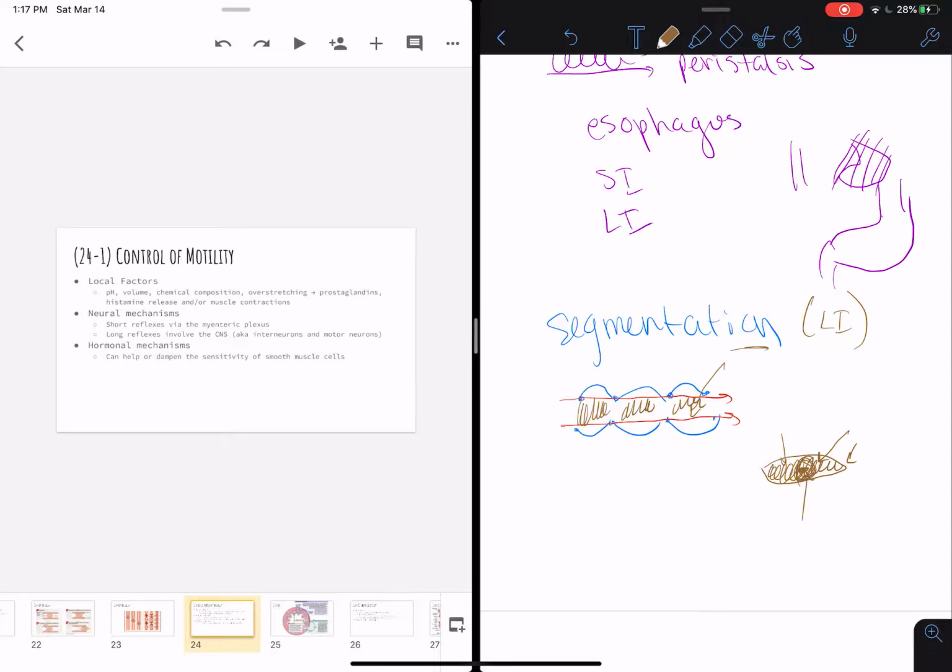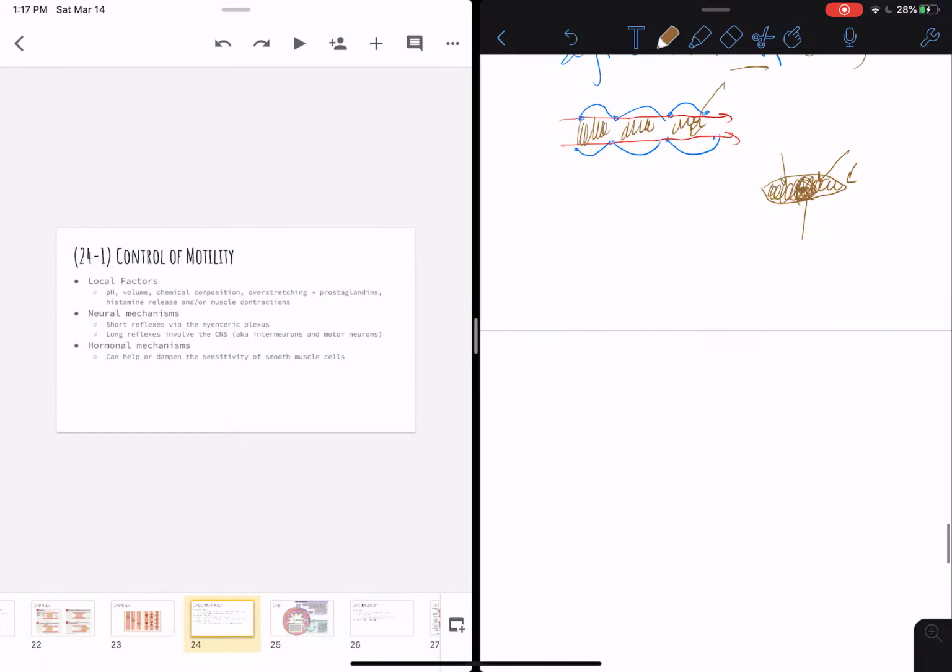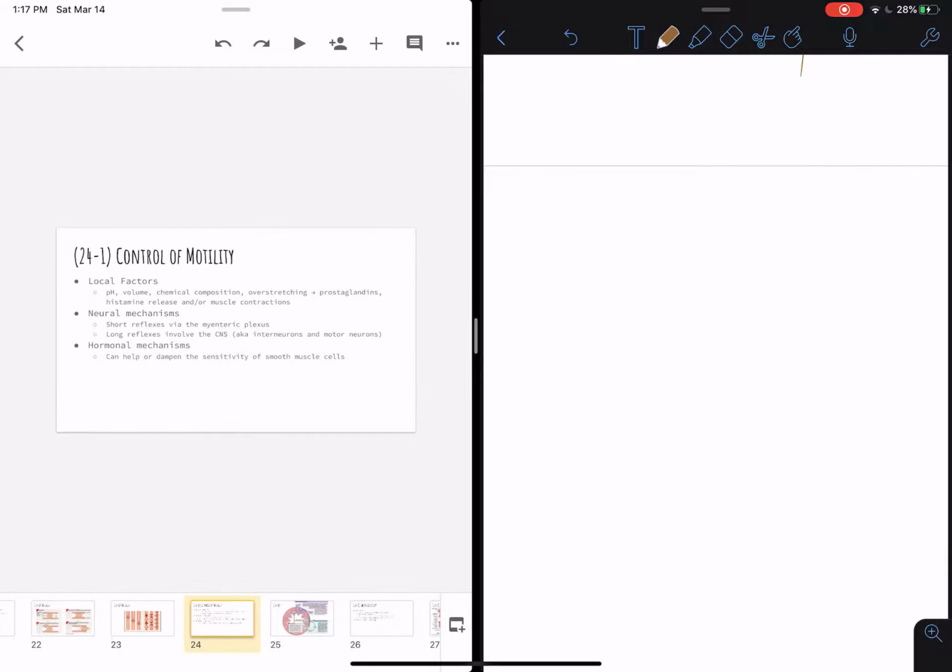So how do we control all of this business? Like I said, orchestrate the cluster mess. We have three pieces: local factors, neural mechanisms, and hormonal mechanisms. Local factors are more things that are actually contained within the lumen, or within the blood supply surrounding that immediate part of the GI tract. And depending on that composition will affect whether or not we need increased digestion, increased reabsorption, etc.